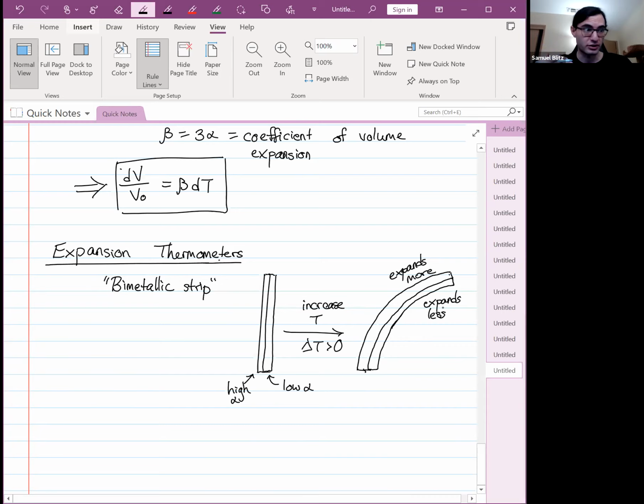These were used for determining when to turn on your air conditioning or your heating unit, because the idea is that at some predetermined temperature, it would be straight. When it got colder than that, it would bend one way, and the piece of metal would make contact with a part of a circuit that would tell it to turn on the heat. If it got too hot, it would bend the other way and make contact with another piece of the circuit that would tell it to turn on the air conditioning. You can adjust the angle and orientation of that bimetallic strip by turning your thermostat. So this was an actual used thing.